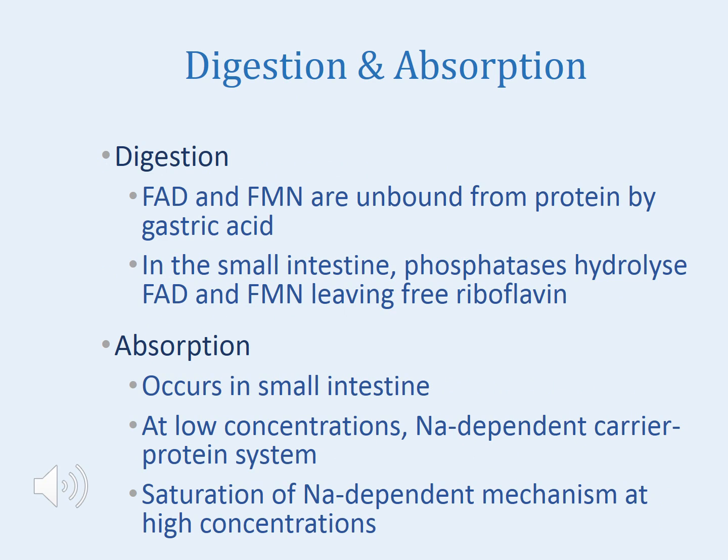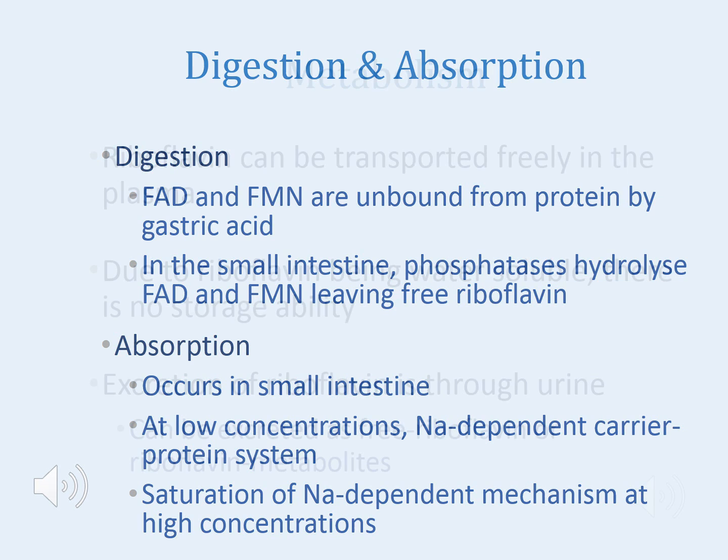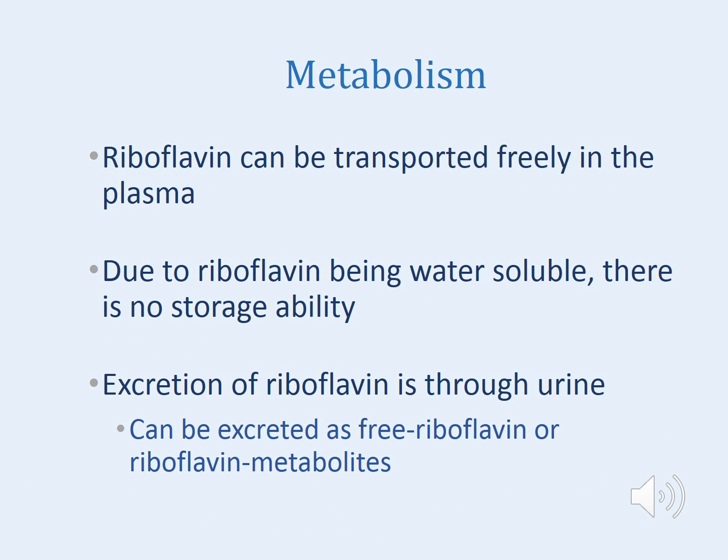So let's talk about digestion and absorption of vitamin B2. FAD and FMN are released from proteins by gastric acid in the stomach, and they're actually bound to proteins in food as they're more stable in this way. In the small intestine, phosphatase enzymes hydrolyze FAD and FMN to leave free riboflavin, and this is because only free riboflavin can be absorbed in the small intestine. Absorption actually occurs in the small intestine in exactly the same way as thiamine. So riboflavin is transported freely in the blood plasma, and as with thiamine, there's no storage capacity for vitamin B2.